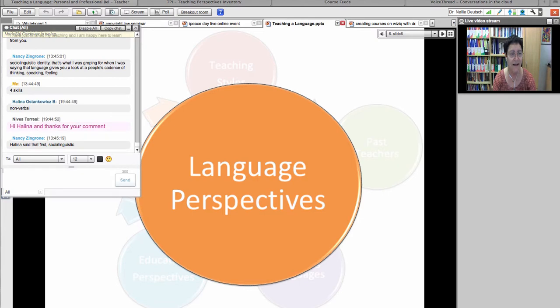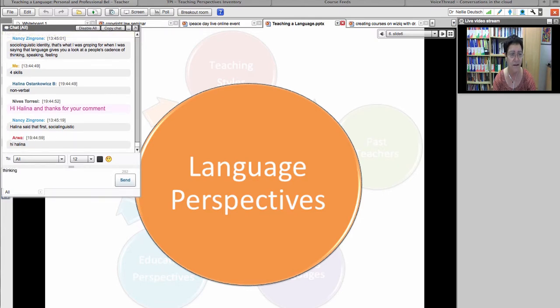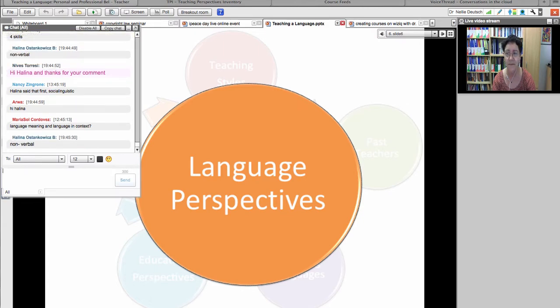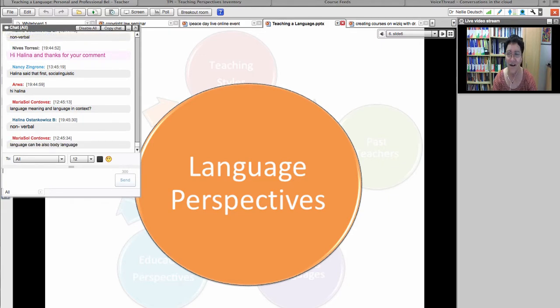Excellent. So we've got other skills here. We've got thinking, because you want to be understood, but language is not always the best way to communicate what you mean, because if you only use language, you may be misunderstood. So language is not the only means. That's right. Language and context. Exactly, Maria. So it's not only the language that you use for communication, but you're communicating other things through the language. That's right, this body language. Very good.